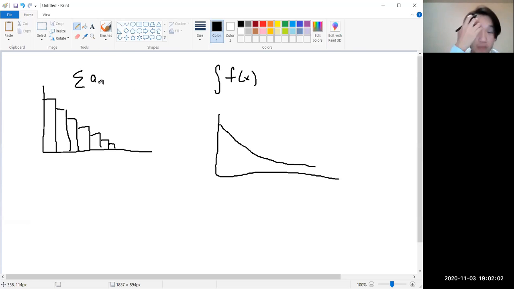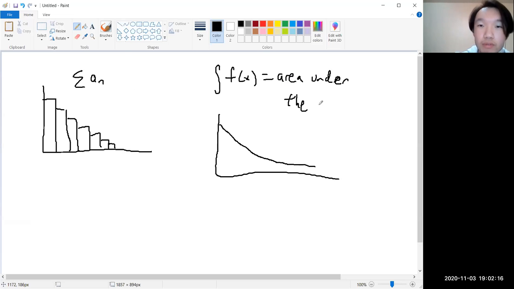And in both of these expressions, what you're doing is finding the area underneath the curve. Well, for the integral one you are. So this is the area under the curve. But if you're dealing with a series, then you're just adding up a bunch of numbers. So you're just adding up all these bars here, I guess you call them rectangles.